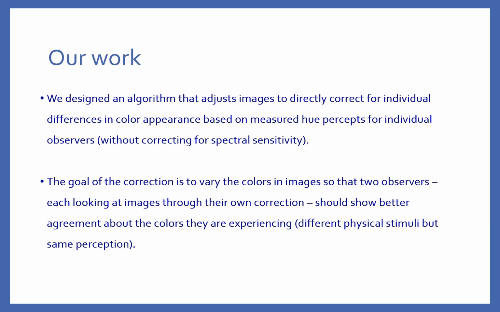The goal of the correction is to vary the colors in images so that two observers looking at two different images, each of them tailored on the hue percept, should show better agreement about the colors they are experiencing. So the physical stimuli are different, but the perception of colors is the same.